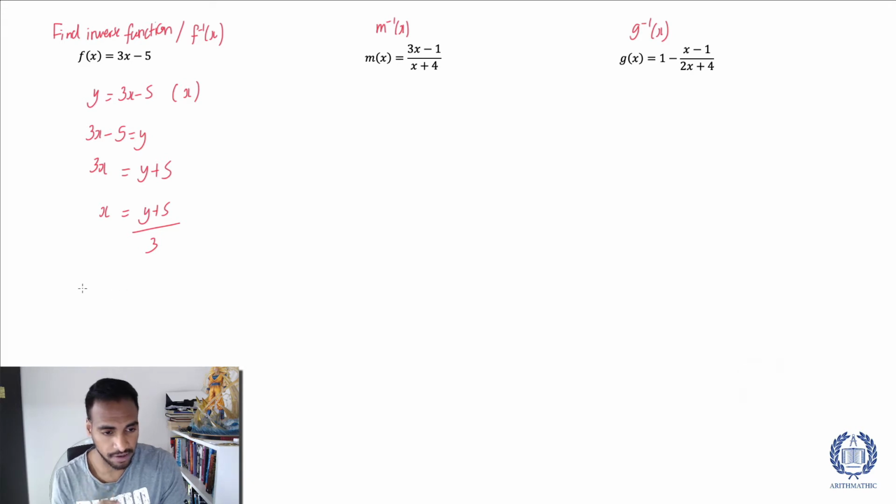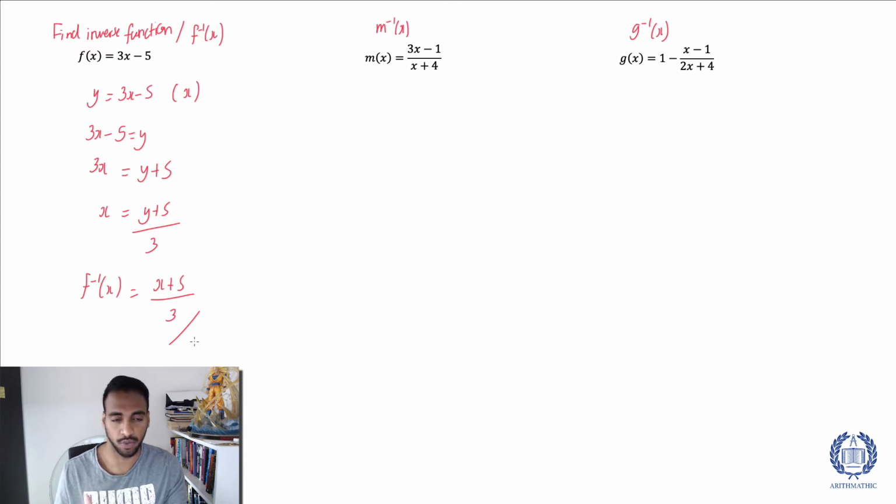Now, the final thing on inverse function, we just need to write f minus 1 x equals, and all the y's that you have, you're going to change into x. So instead of y, you're going to have x plus 5 over 3. And that is your answer. Not too hard, right? If you understand how to rearrange the formula, all you're essentially doing then is just changing the y's into x.